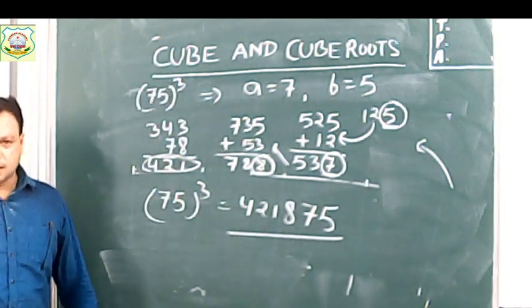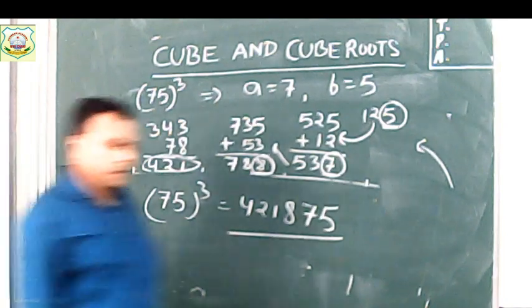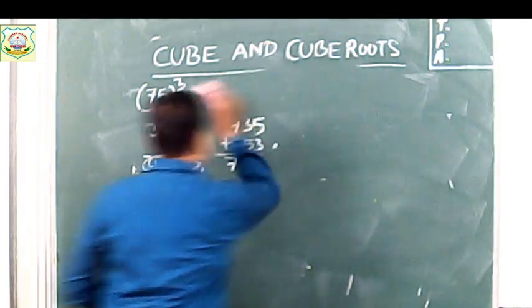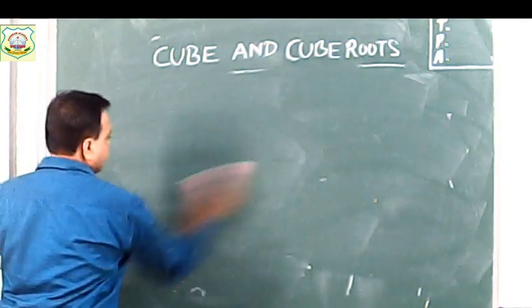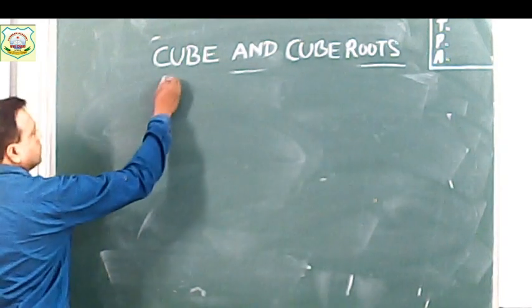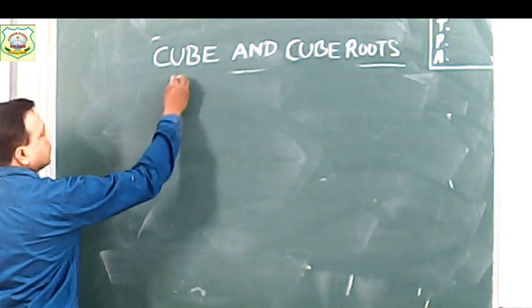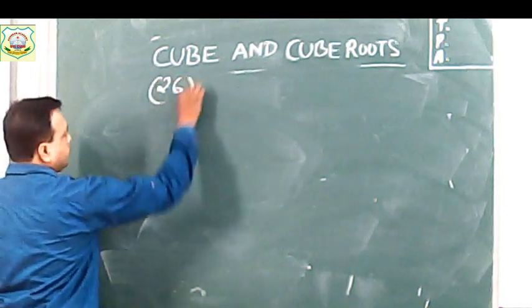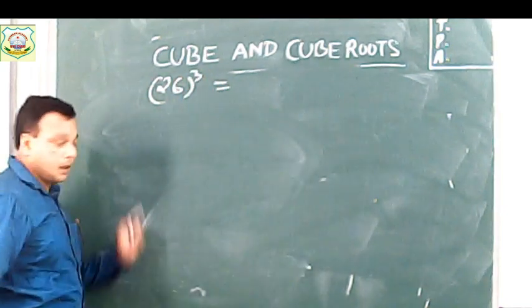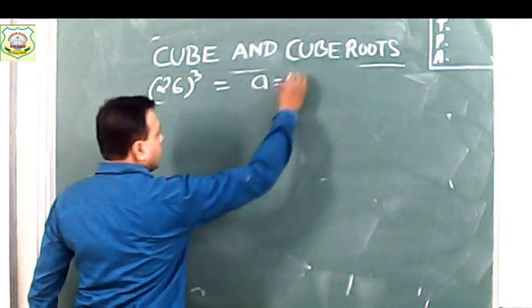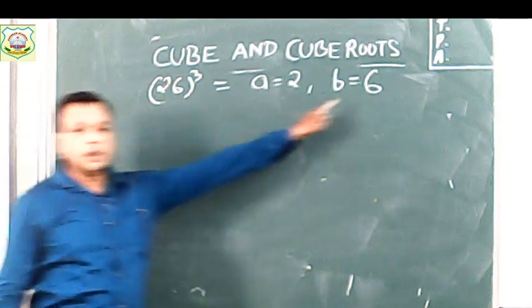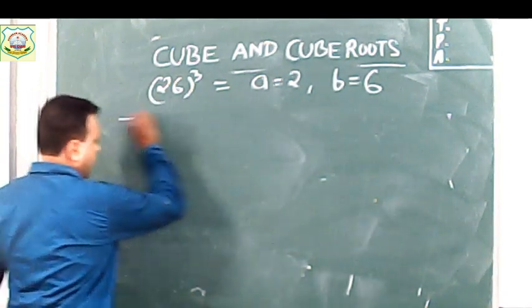One example also I am taking. One more way. Cube. Say a value is 2, b value is 6. The a value is 2 and the b value is 6. Same format.